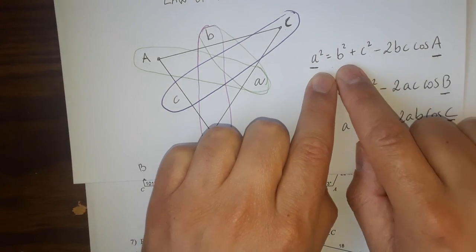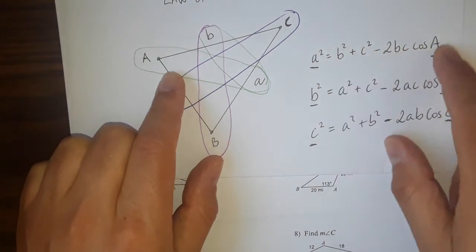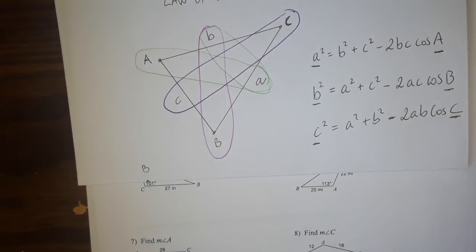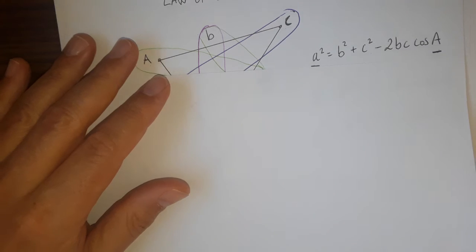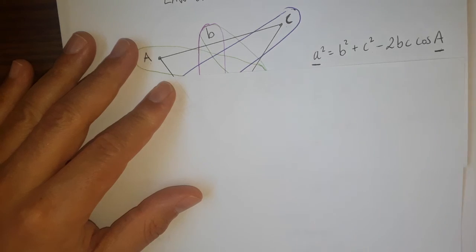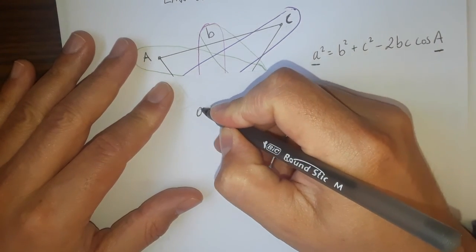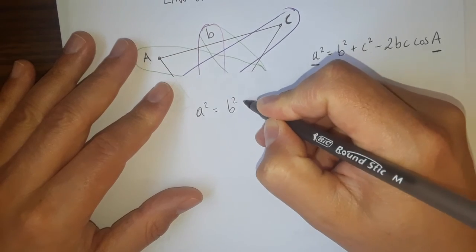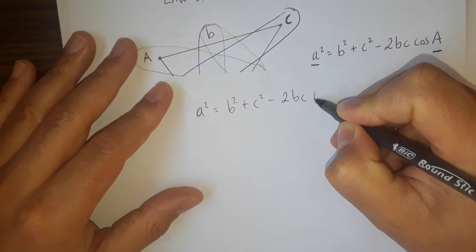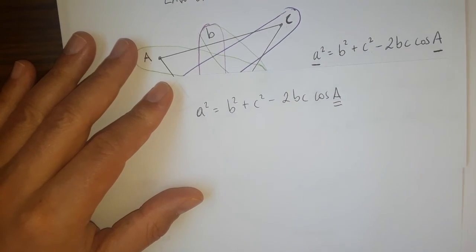Now, the important part here is how to solve one of these equations for an angle. You can do it after you put the values in, or you can do it before, and I would say it's much more efficient to do it before. With one of them we solve for angle A, so we know what we get. Okay, so let's try it. If we have a squared equals b squared plus c squared minus 2bc cosine of A, could you solve for angle A?